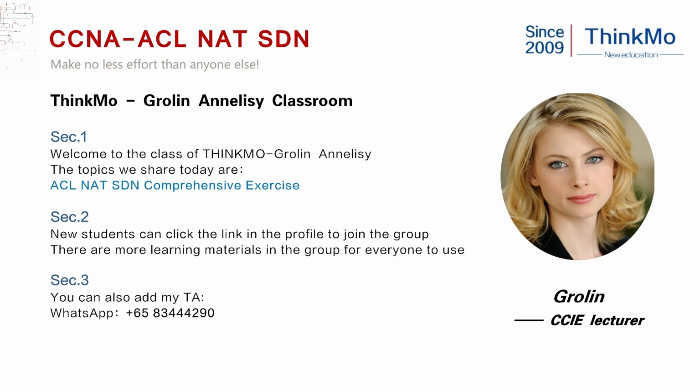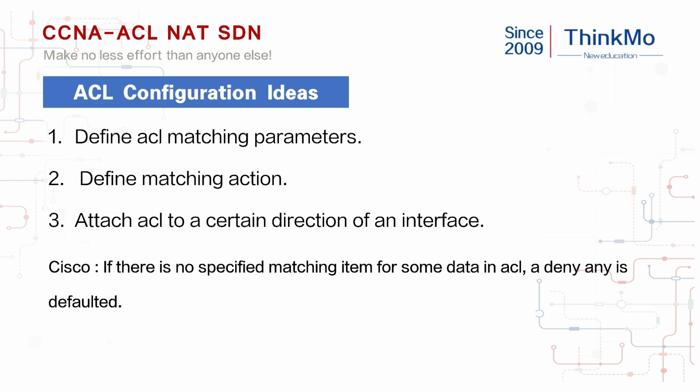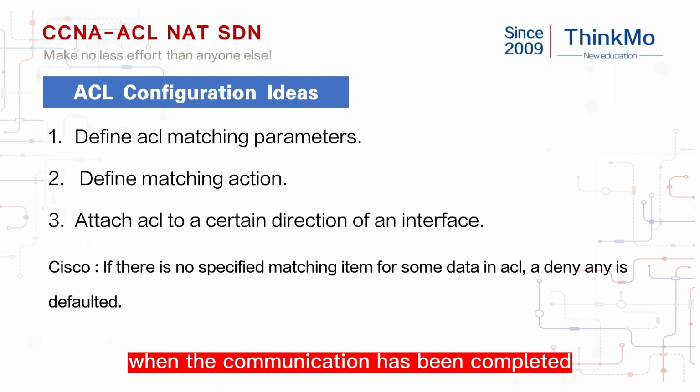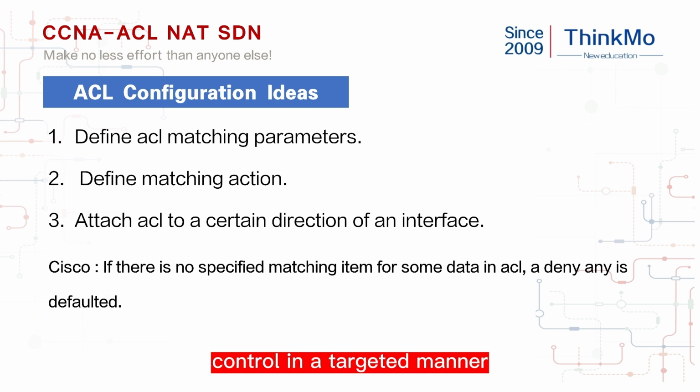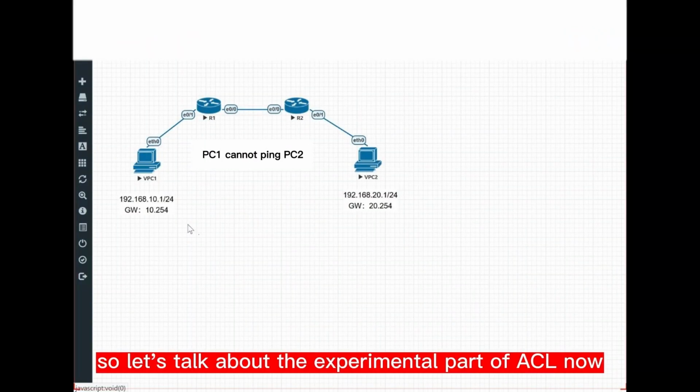583444290. Today's topic is ACL, NAT, and SDN. We talked about some basic concepts of ACL in the last class. Actually, ACL is based on the current network status. When the communication has been completed, then we do some corresponding control in a targeted manner, controlling access between some data. So let's talk about the experimental part of ACL now.